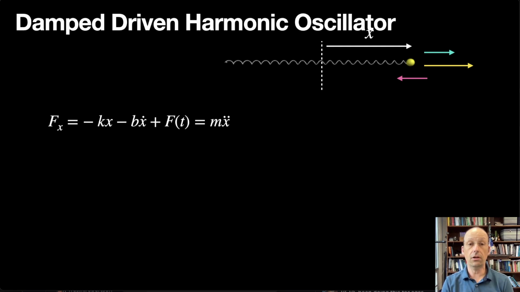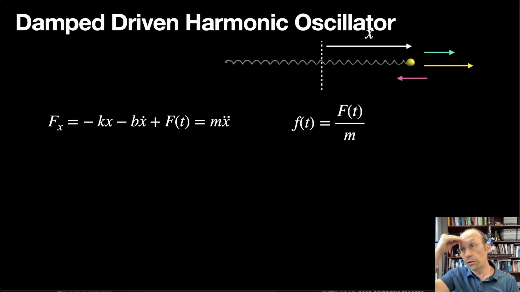So here's my oscillator. I have the restoring force from the spring. I have a drag force from the air or whatever it is. And then I have a time varying force that I'm pushing on it. I'm driving it. Okay, so if I write this as Newton's second law, I get this. Fx is negative kx, that's the spring force, minus b x dot, that's the drag force, and then some driving term, f of t, and that's mass times acceleration.